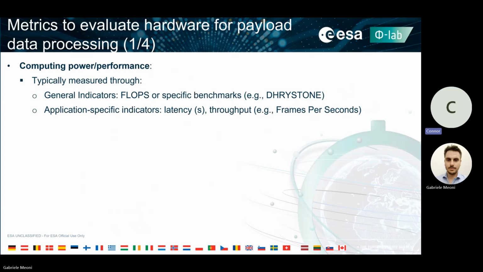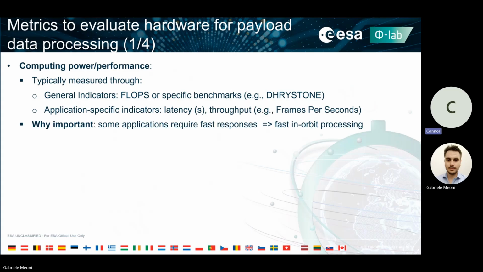So, of course, one of the first metrics that you think of is computing performance. I think if there is anyone into gaming, you know very well why it's important. But for space applications, this is very important because if you want to send, for instance, information quickly to Earth, you also need to be able to process the information very quickly in space. So that's why computing performance is very important.